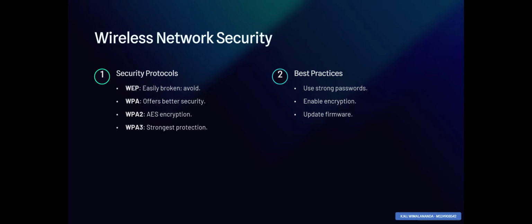And then the latest protocol, WPA3, offers the strongest protection yet, with improved resistance to brute force attacks and forward secrecy. Best practices include using strong passwords, enabling the strongest available encryption, and keeping firmware up to date to patch security vulnerabilities. These measures are essential for protecting sensitive information transmitted over a wireless network.